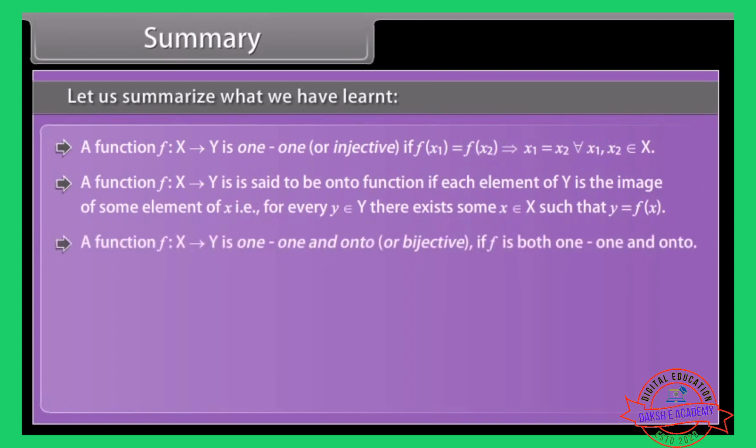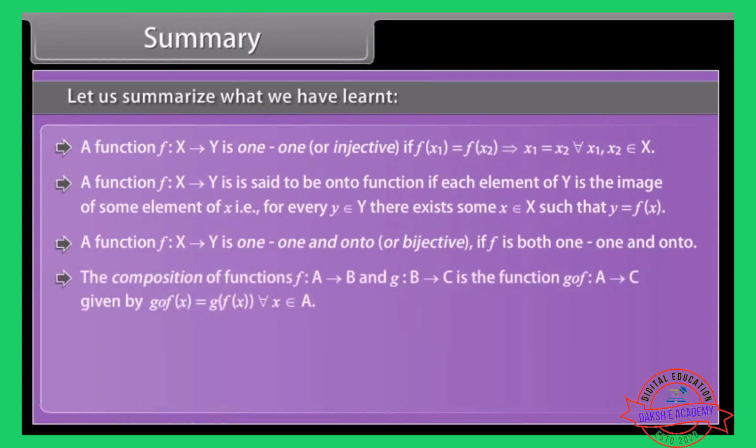A function f from X to Y is one-one and onto, or bijective, if f is both one-one and onto. The composition of functions f from A to B and g from B to C is the function g of f from A to C given by (g of f)(x) equals g(f(x)) for each x belongs to A.